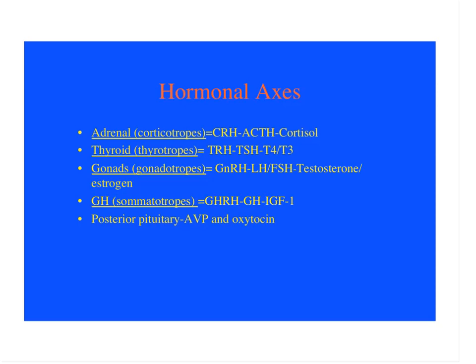The gonadotropes are the cells in the pituitary that regulate your estrogen and testosterone. GnRH is made by the hypothalamus. LH and FSH are made by the pituitary.